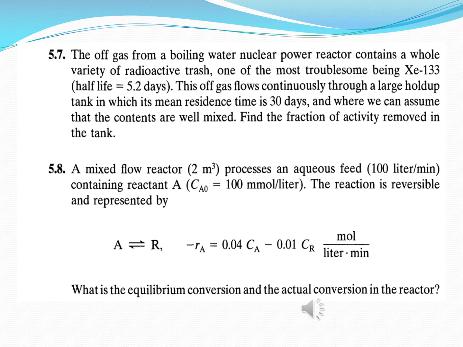Now let's move to the next problems, that's problem 5.7 and 5.8. The 5.7 problem, we read the statement. The off gas from a boiling water nuclear power reactor contains a whole variety of radioactive trash. One of the most troublesome being Xe 133, half-life is 5.2 days. This off gas flows continuously through a large hold-up tank in which its mean residence time is 30 days, and where we can assume that the contents are well mixed. Find the fraction of activity removed in the tank.